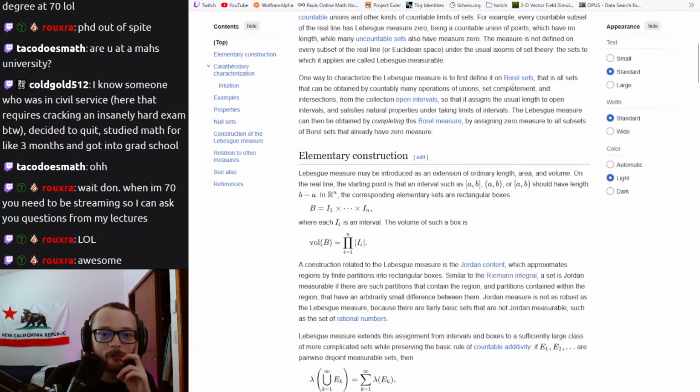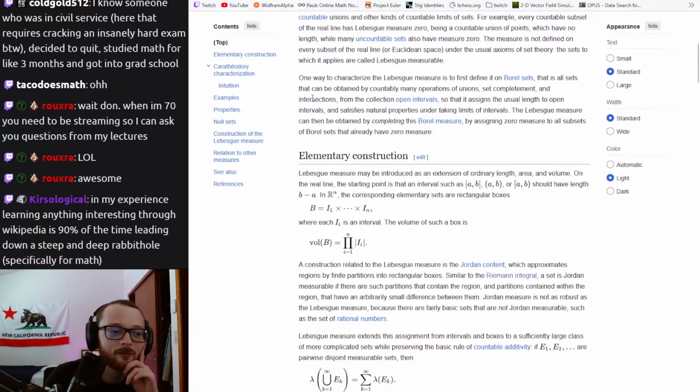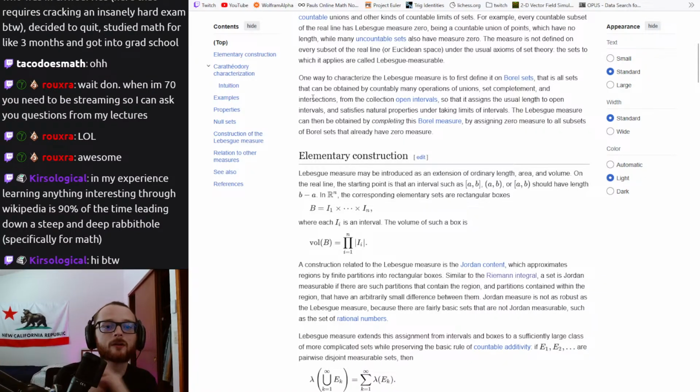Also, okay, so maybe we should start with Borel sets. All sets that can be obtained by countably many operations of unions, set complement, and intersections from the collection of open intervals. Complement? That must be a typo. Huh.